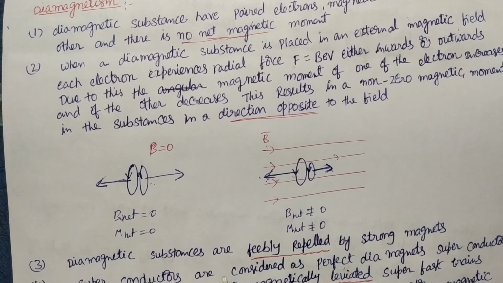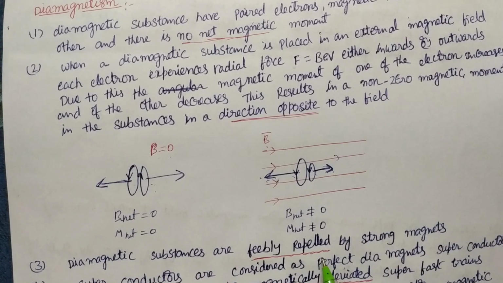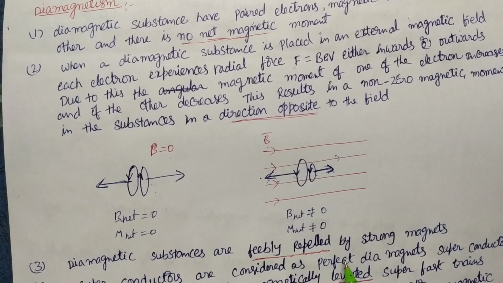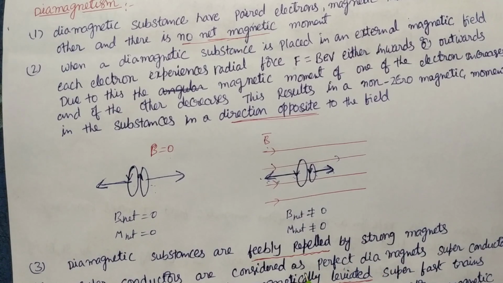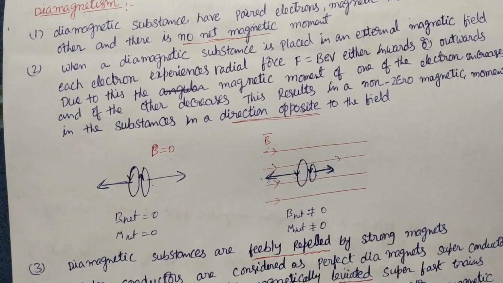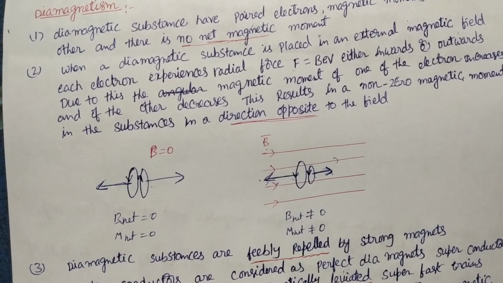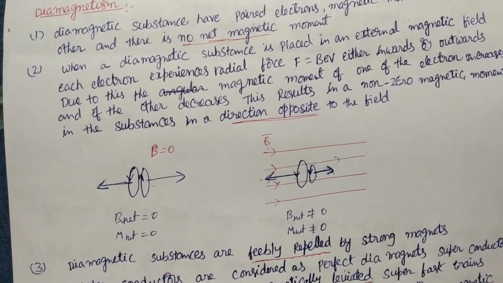So because of this reason, diamagnetic substances are feebly repelled. Feebly means a very small amount of repulsion. In strong magnets, we can observe that if you bring a strong magnet near copper, then we feel that repulsion. Other examples of diamagnetic materials are superconductors.